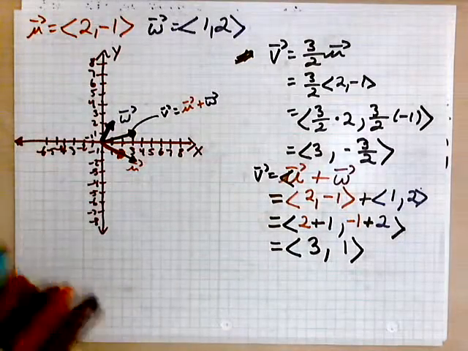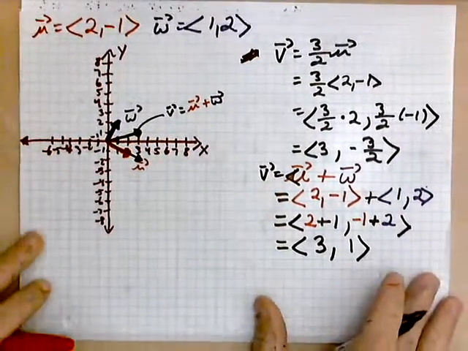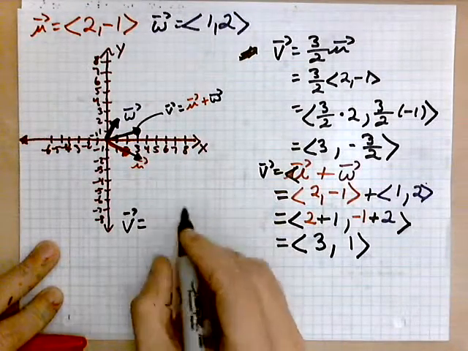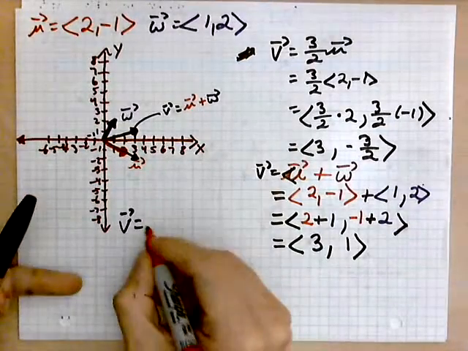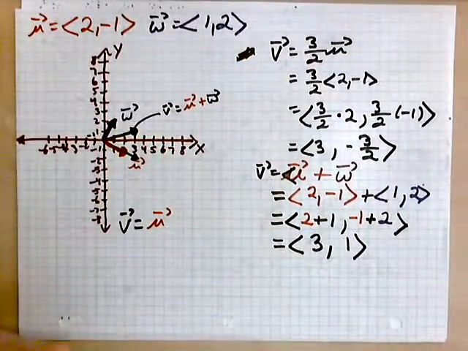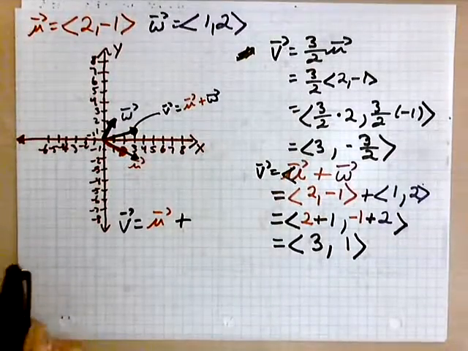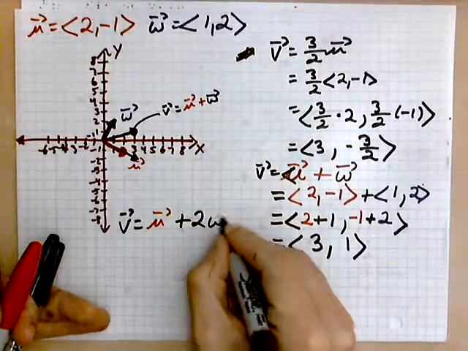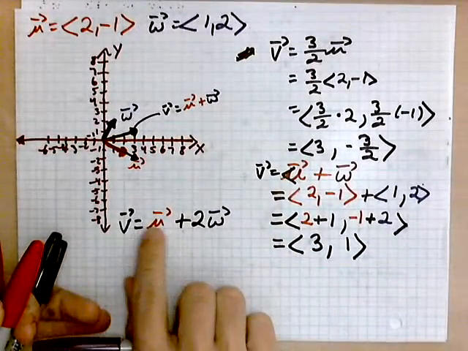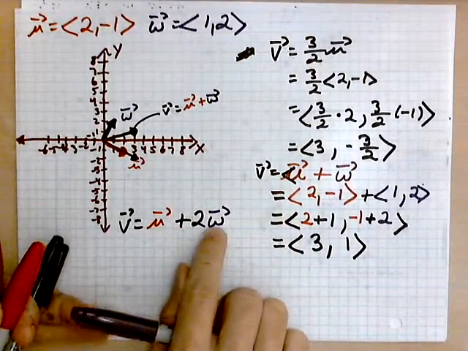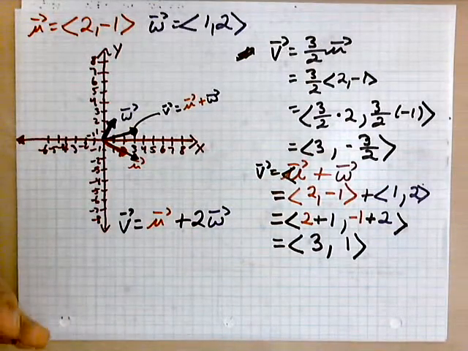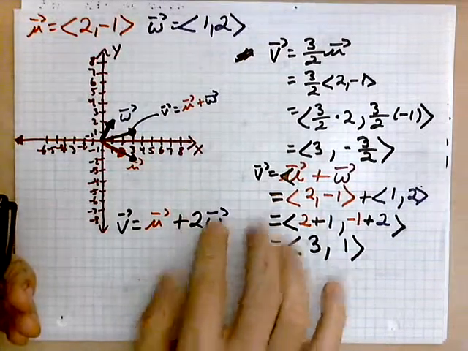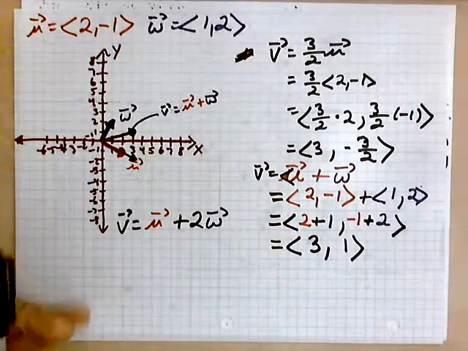Let's take a look at another example, finding another V. V is now defined as follows: it's U plus 2 times W. So let's carry out the steps. The first step is make sure you know to distribute the 2 over the components of W. So let's write this out.